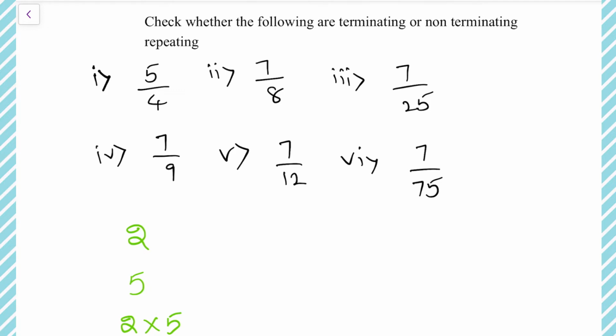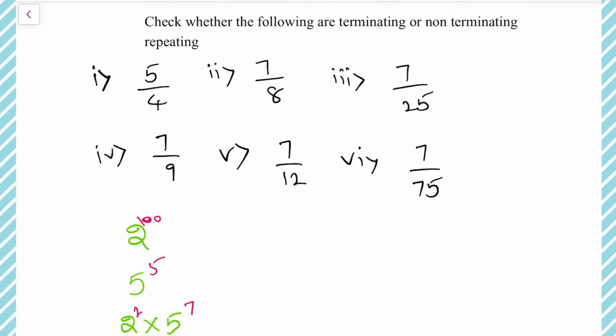Here we need not worry about the power. It may be power 0, or power 10, or power 100, or power 5, or power 7, or power 2, like this. We need not worry about the power at all. In the denominator, if number 2 is there, or number 5 is there, or both 2 and 5 are there, then it is terminating, otherwise non-terminating repeating.